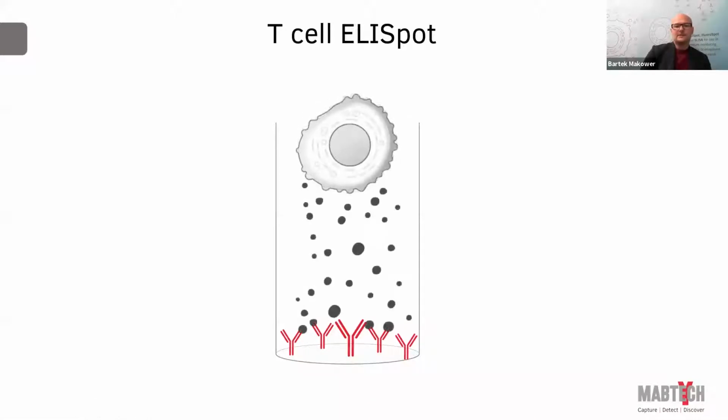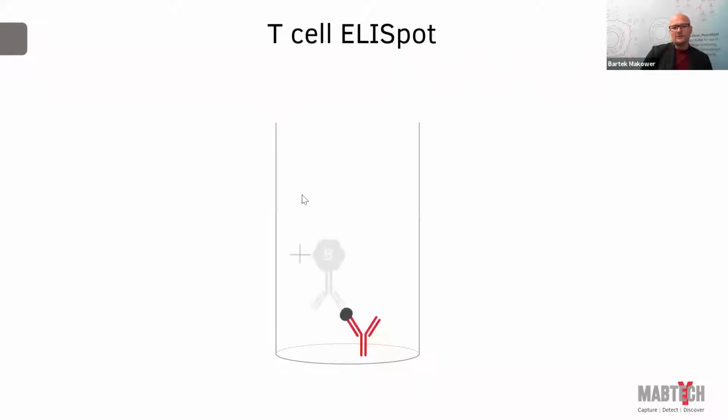We add PBMCs, peripheral blood mononuclear cells containing T cells, B cells, antigen presenting cells. These cells, upon stimulation, will secrete interferon gamma, which is captured. Then we take away the cells and the supernatant, and those can be used in downstream applications such as ELISA and flow cytometry. So after washing, we add the second antibody against the second epitope.